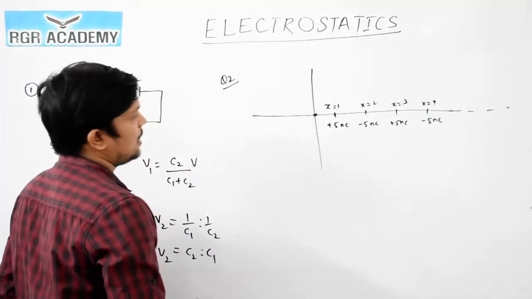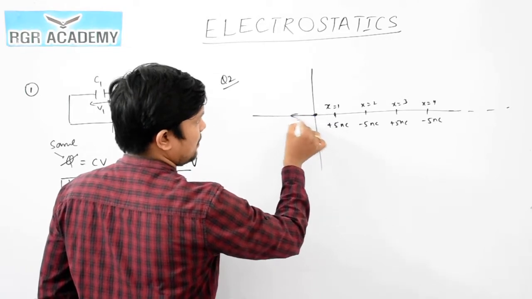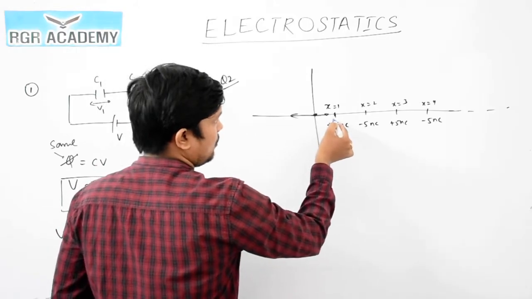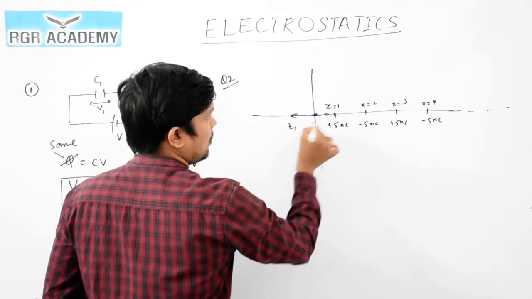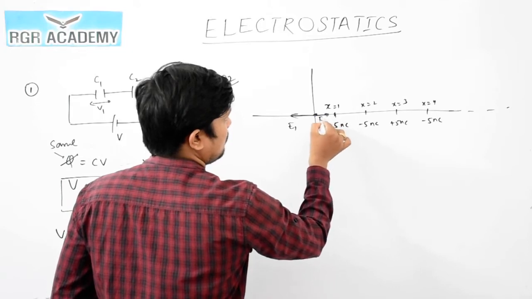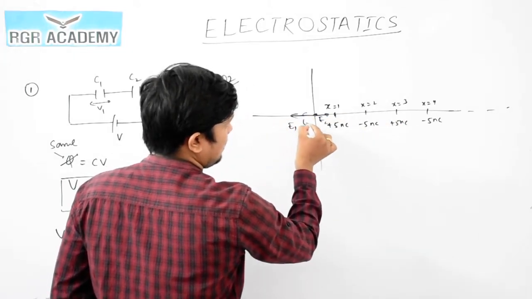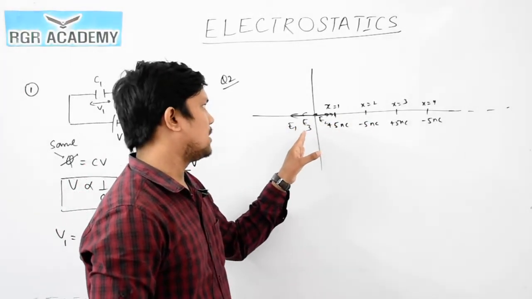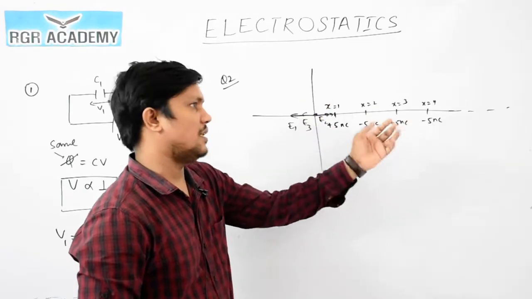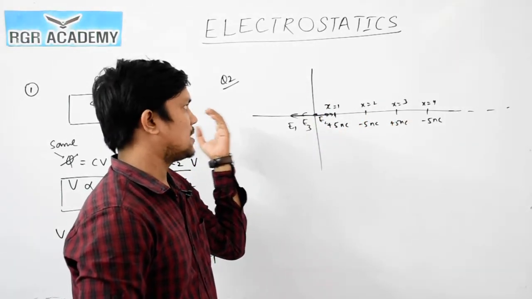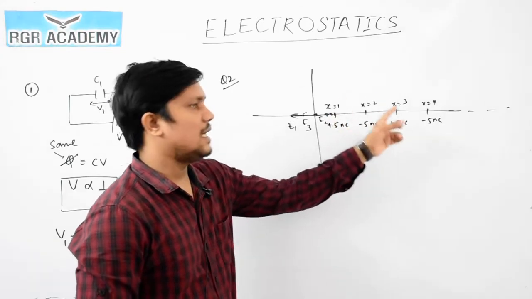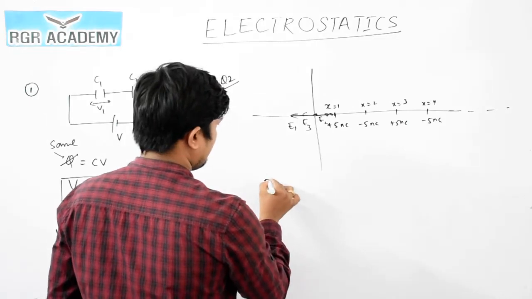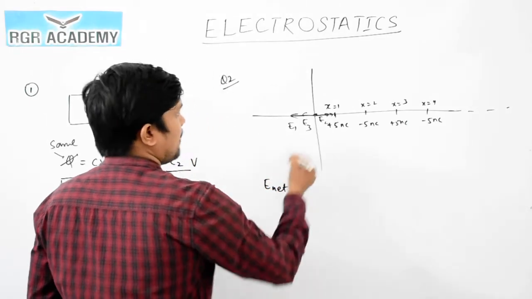Now as we know, due to positive charges the electric field is away, due to negative charges the electric field is towards the charge. So the electric field due to this charge will be E1, for this charge it will be E2 in this direction, E3 along this direction, similarly E4 along this direction. So E1, E3, E5, E7 will be along the negative x-axis, and E2, E4, E6 will be towards the positive x-axis.